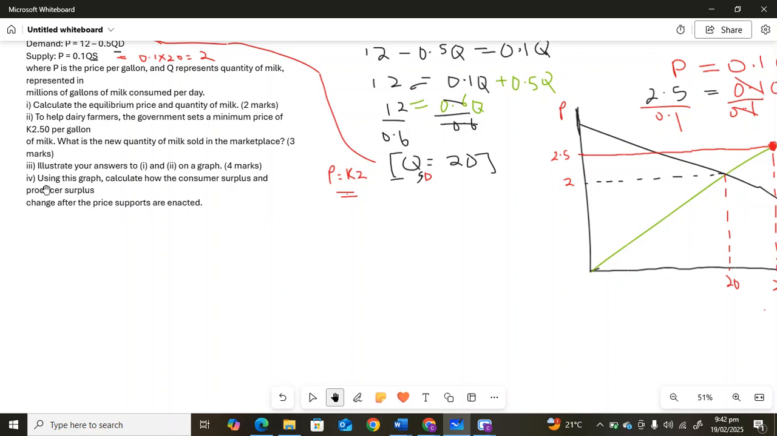So part 4 now. Using this graph, calculate the consumer surplus and producer surplus change after the price supports were enacted. So they've said the consumer surplus and producer surplus change, meaning you have to get the producer surplus and consumer surplus before and after, then you get the change. All right, colleagues?